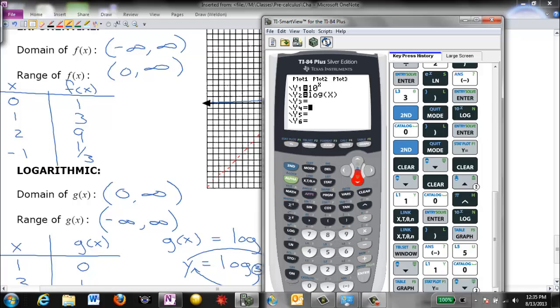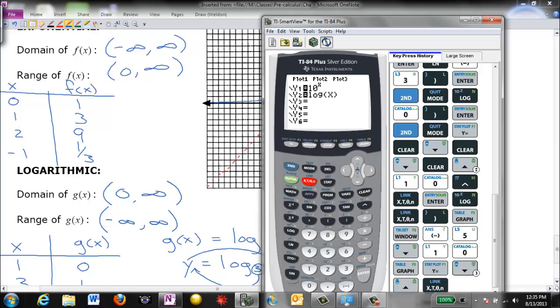And I'm just going to hit x, right? So this is the same thing as saying y equals x. So it's going to draw that line y equals x in for me, and I'm going to hit graph, and there you go. You can kind of see that line splitting those two functions and creating that reflection.